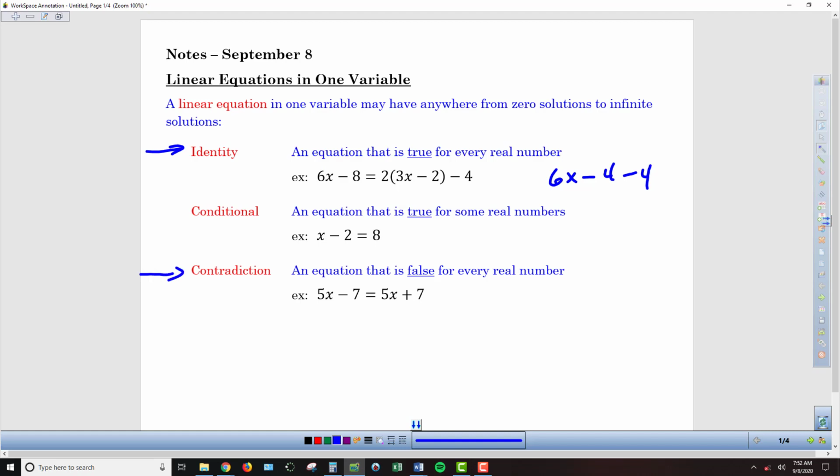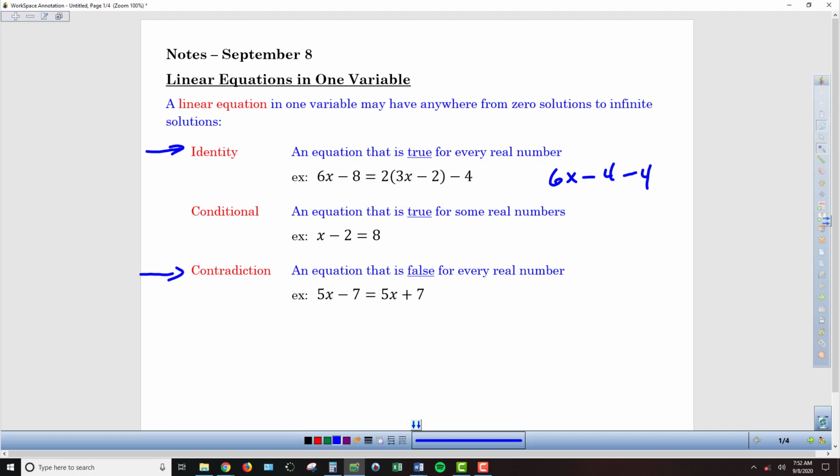I'll jump to the third one here, which is also not our most common circumstance, what's called a contradiction. This is when we have an equation that works for no value. So for example, 5x minus 7 equals 5x plus 7. It does not matter what I plug in for x. Again, 0, negative, positive, any number I can think of, nothing is going to work. So the equation is broken. This is an equation that's false for every real number. These are our rarest circumstances.